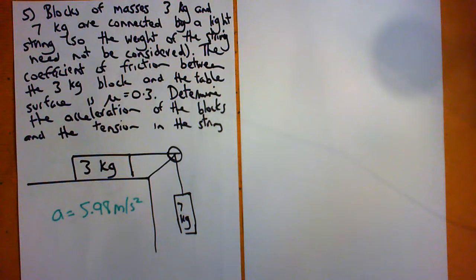Hello viewers, this is the continuation of question 5. In the last video we had this problem where we had a 3 kilogram block sitting on a table and a 7 kilogram object whose weight was trying to pull that 3 kilogram block off the table. And we found that the acceleration is 5.98 meters per second squared.